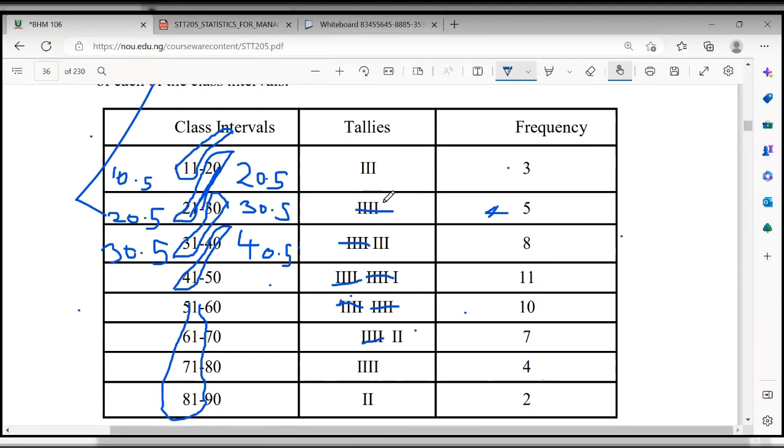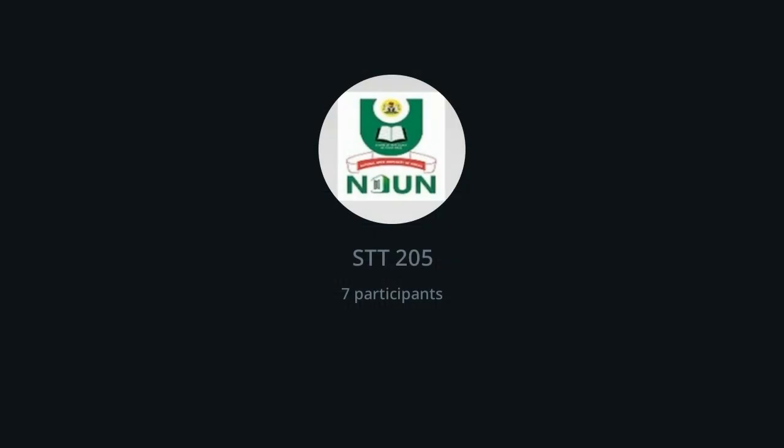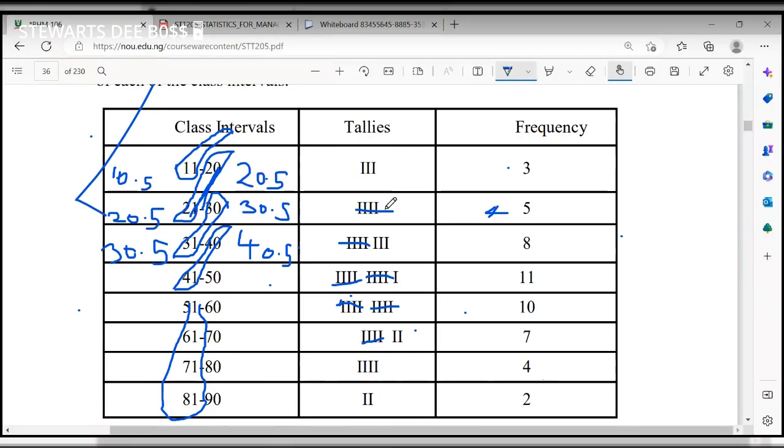This one is not correct. It's supposed to be 5, not 4. Okay. As I'm correcting it, I'm telling you, your note, you can correct it. There should be a horizontal bar to cross. Anytime you have 5, the fifth stroke will cross every other part. It will not stand vertically. Okay.